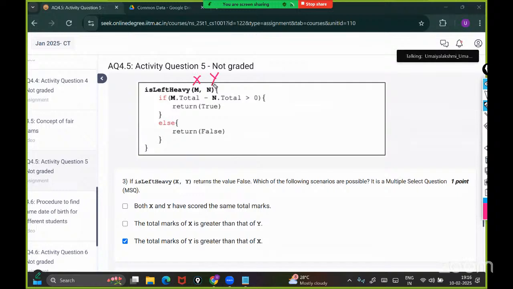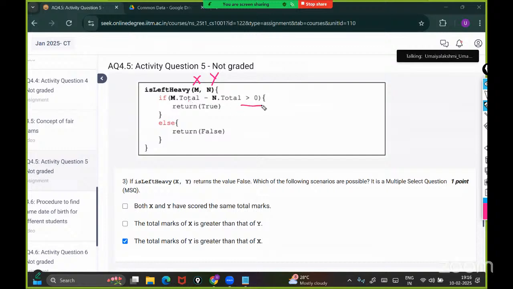So Y total has to be greater than X. That is one possibility. Is there any other possibility? What if both people have scored equal marks? Then here it will come just zero. It will come zero, but zero is not included.